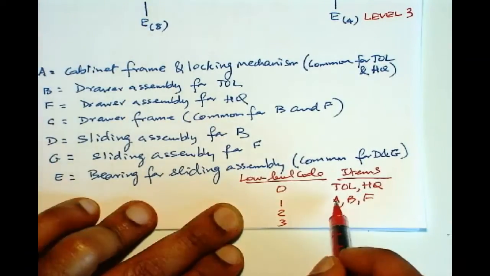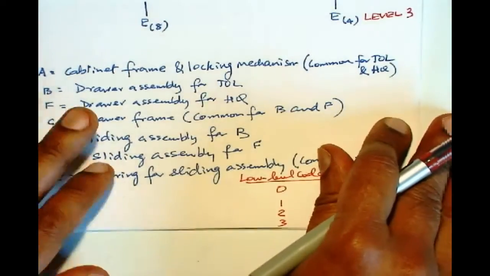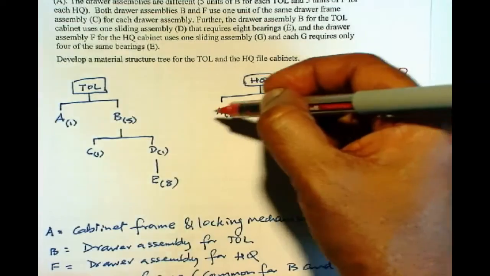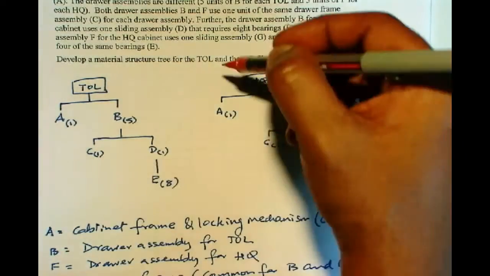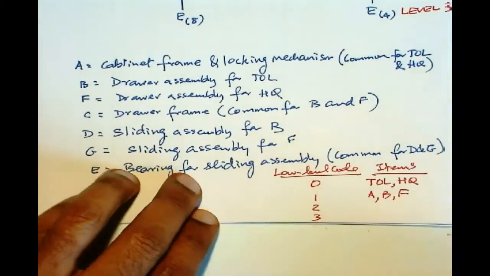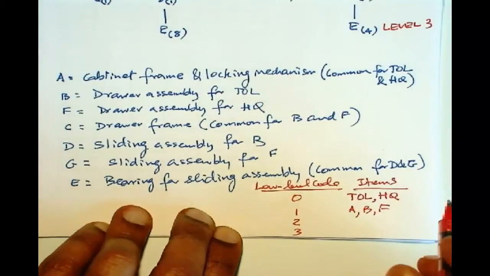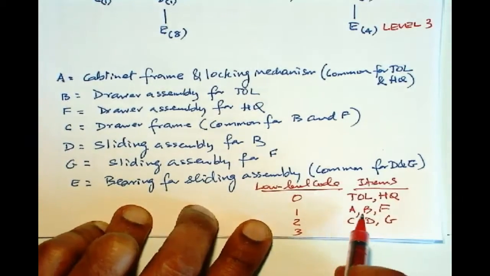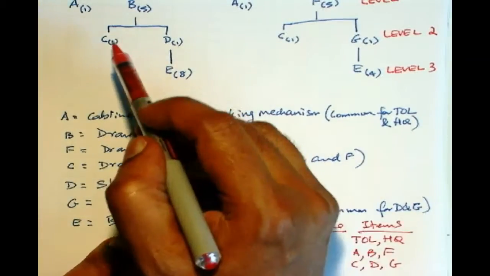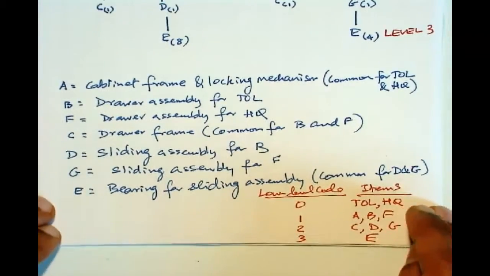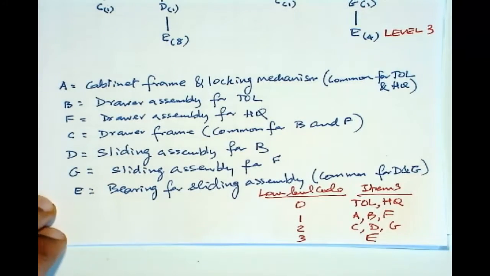A appears twice, but they appear in the same level. Even though A appears twice, they appear in the same level. If you had A down here somewhere, then you would have to bring all of them down to the deepest level at which an item appears. And level 2 is C, D and G. Again, C appears in 2 different places, but in the same level, so there's no problem. And then finally E, which again appears twice, but both instances are at the same level.